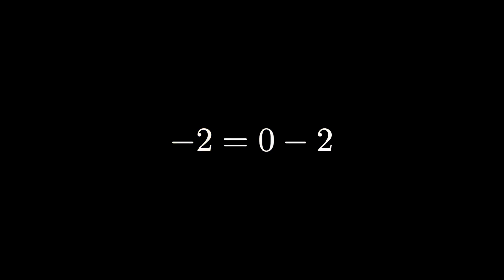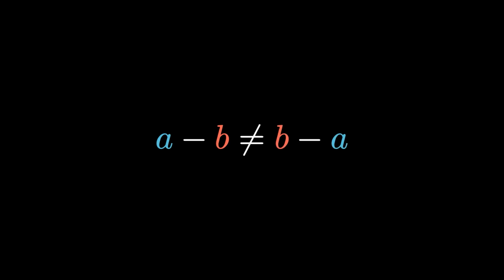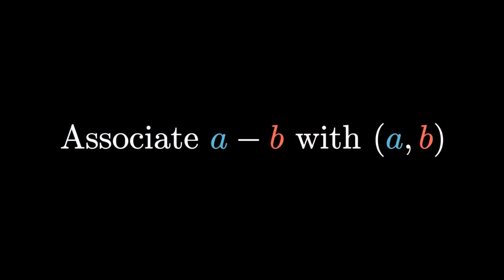But since we want to define everything formally, let's take this intuition carefully, step by step. First, a minus b and b minus a can be different, so we want to use ordered pairs instead of just unordered sets. So let's just associate the term a minus b with the ordered pair (a, b). Now it's important to note that we're not formally using subtraction anywhere.